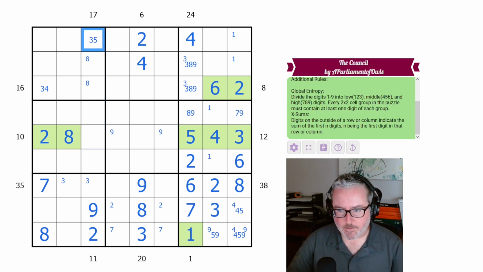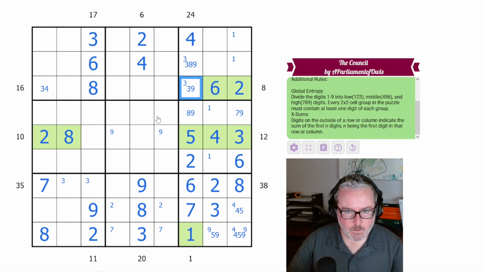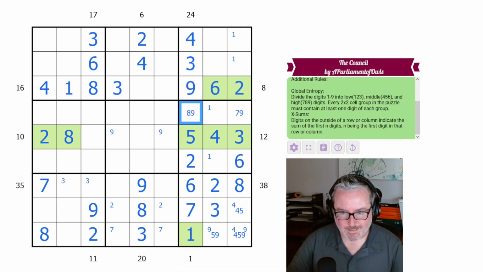So this is 3, which means this is a 6-8 pair. So this is 8 and this is 6. This isn't 8. That 3 forces this to be a 4. We already have 12. So these 2 digits now have to equal 4. So they have to be a 1-3 pair, which means this is 1, this is 3. This is 3, this is 9, this is 8. There we go.